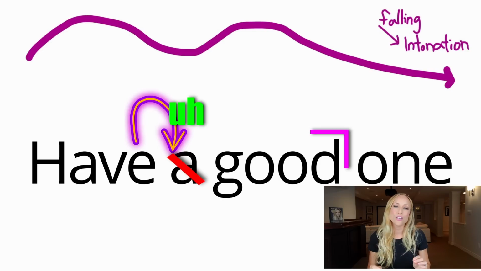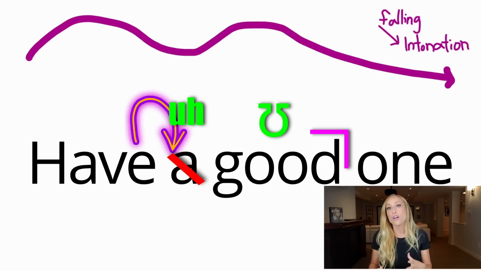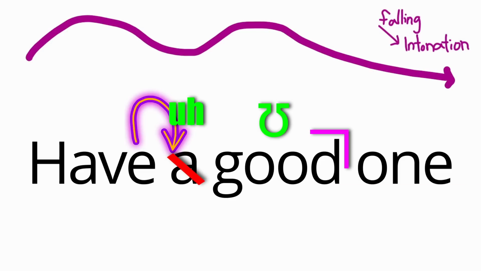The vowel in good is an upsilon vowel rather than oo, which is what it's often confused with. The upsilon vowel is pronounced with a more relaxed lip position than oo, and the tongue and the jaw are in a more neutral position as well. It's kind of like a lazy pronunciation of oo. Good, good. Have a good one.